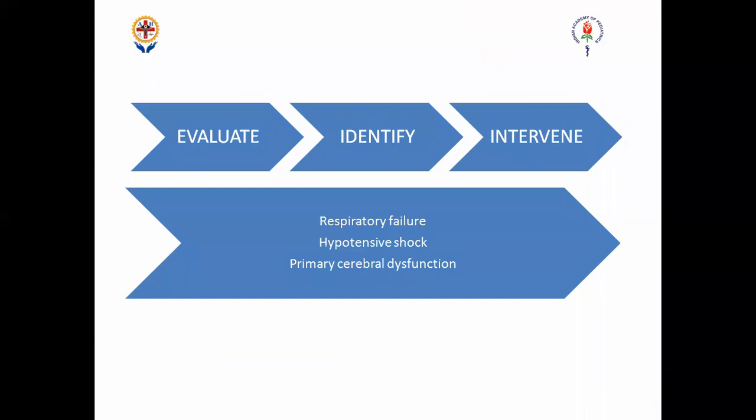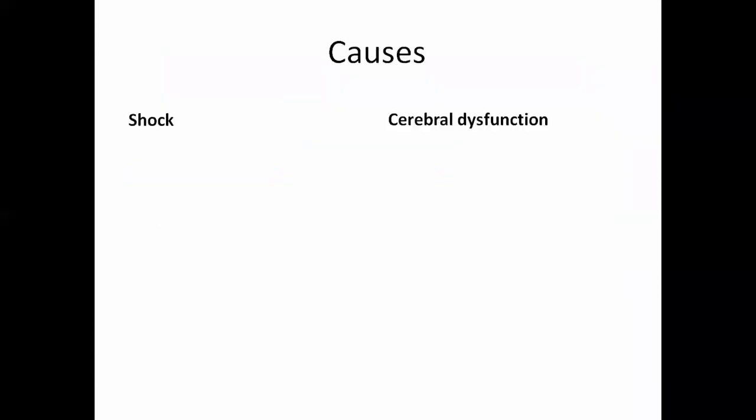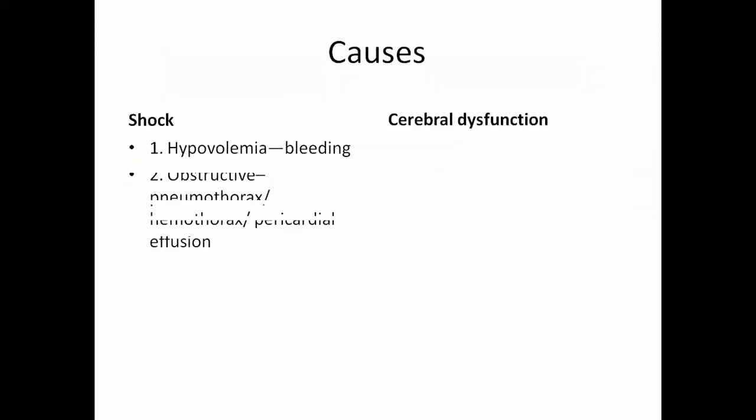So we identified here respiratory failure, hypotensive shock, primary circulatory dysfunction, and the reasons we know. And we will manage the causes. We discussed already hypovolemia, bleeding, obstructive causes like pneumothorax and pericardial effusion. This is the most important thing to think about when you suspect obstructive shock. When your shock is not responding to your fluid boluses and you have drained the pneumothorax, and still your shock is not getting corrected, think about pericardial effusion. How to diagnose pericardial effusion clinically? Raised JVP and muffled heart sounds. Excellent. And the last thing is distributive shock due to neurogenic causes.